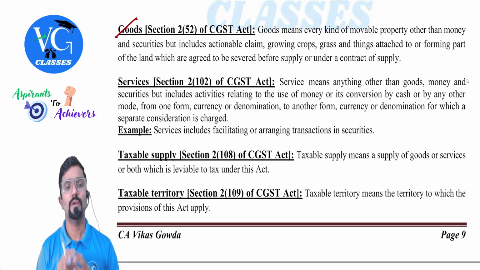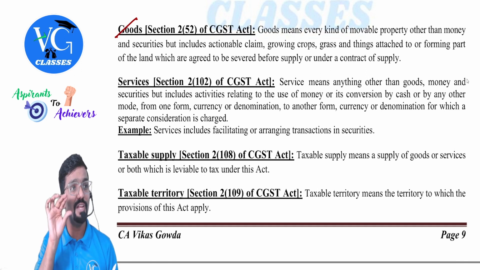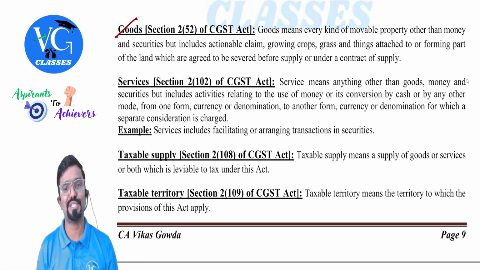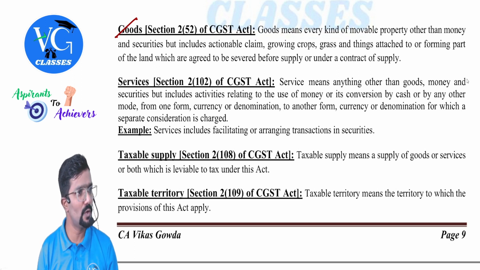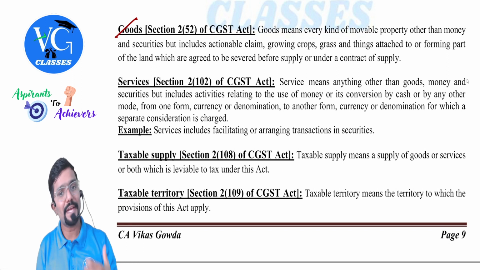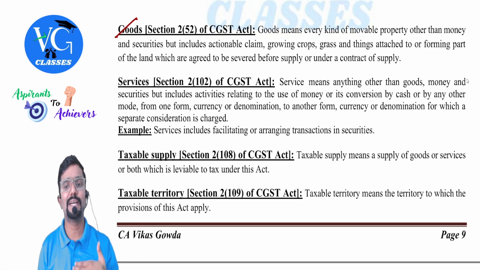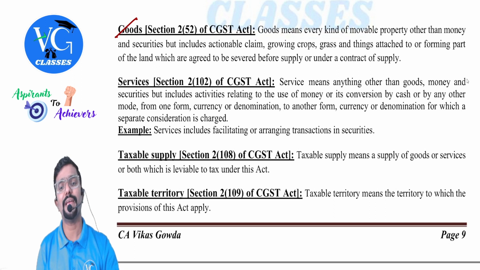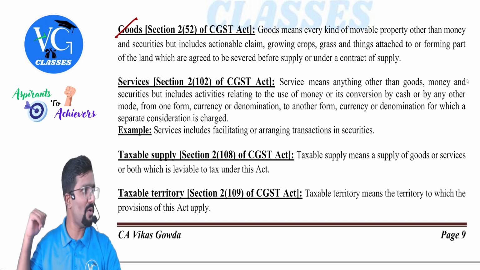First, goods. Goods definition we already saw, but actually how it is given in the law, we will see. Goods, section 2(52) of the CGST Act. Goods means every kind of movable property other than money and securities. That means money and securities are not goods, but it includes actionable claim, growing crops, grass and things attached to or forming part of the land, which are agreed to be severed before supply or under a contract of supply. Got it? This same definition I already covered, guys.